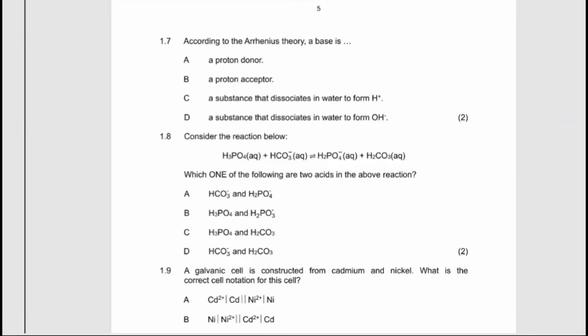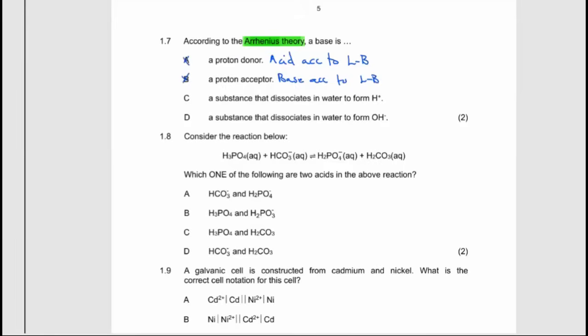Then we proceed to question 1.7. Here we're asked, according to Arrhenius theory, what is a base? Not according to Lowry Bronsted, sorry, it's Arrhenius. So option A, a proton donor, is an acid according to Bronsted Lowry, and a proton acceptor is a base according to Bronsted Lowry. Then options A and B are already wrong.